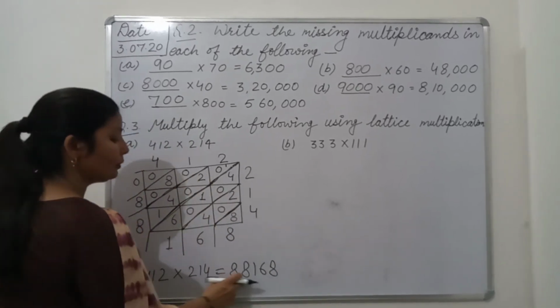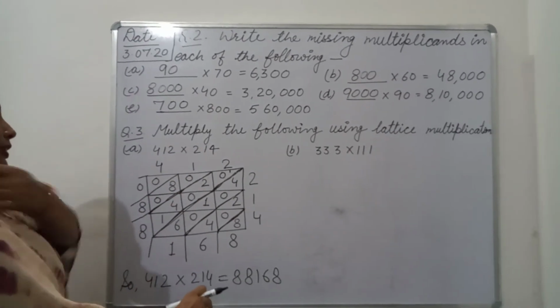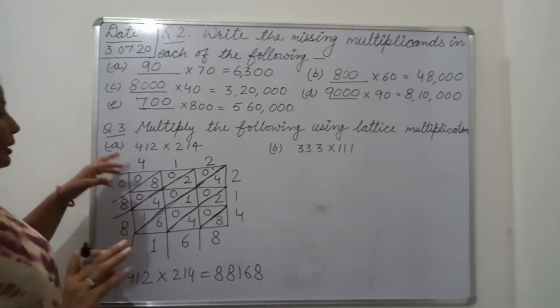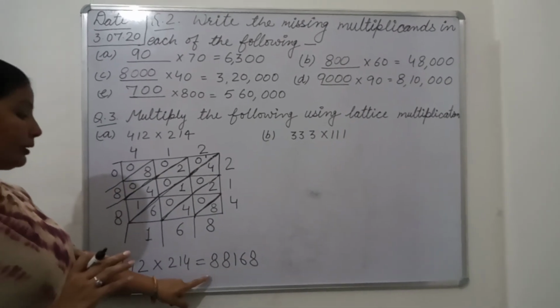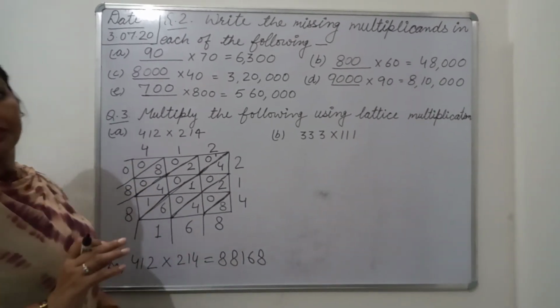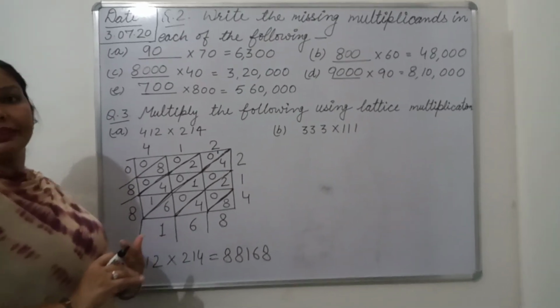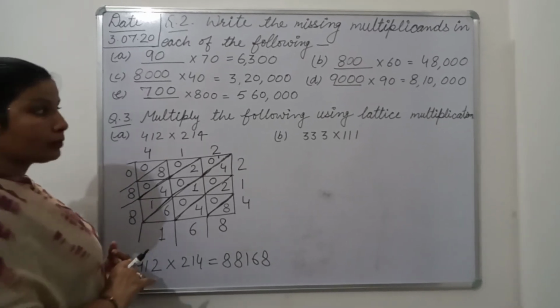It is 88168. When you simply multiply, then also you get the same answer. You can verify. In the rough notebook, you can simply multiply also, and then you can verify your answer. You will get the same answer in both conditions. So this is called lattice multiplication, the lattice method of multiplication. Okay. Now we will do its B part also.